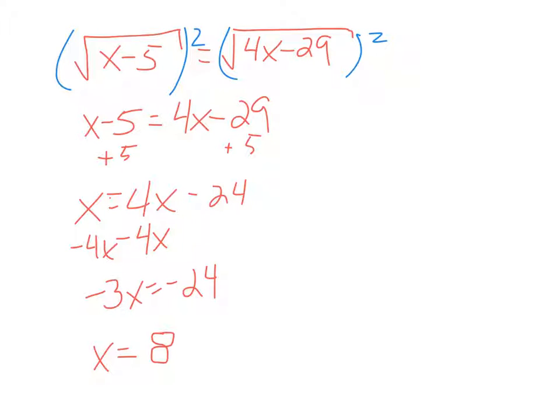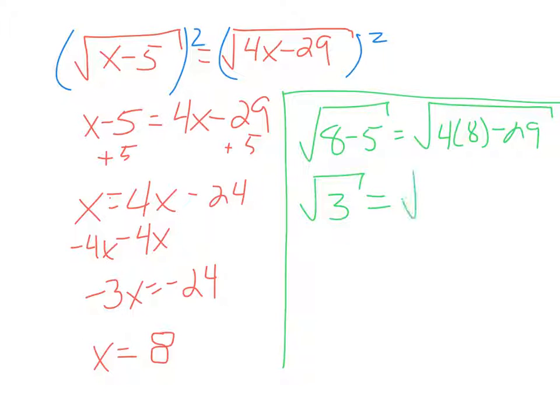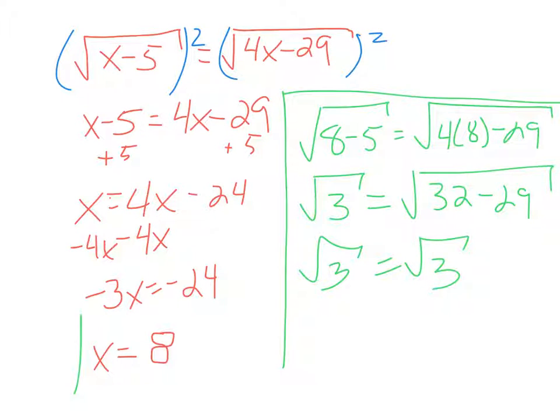But we better check. So you gotta go back to the original, and you're just looking to see if these are true. So 8 minus 5 is 3, so square root of 3, what's 4 times 8? 32. What's 32 minus 29? 3. So we have a solution? Yep. How's that?